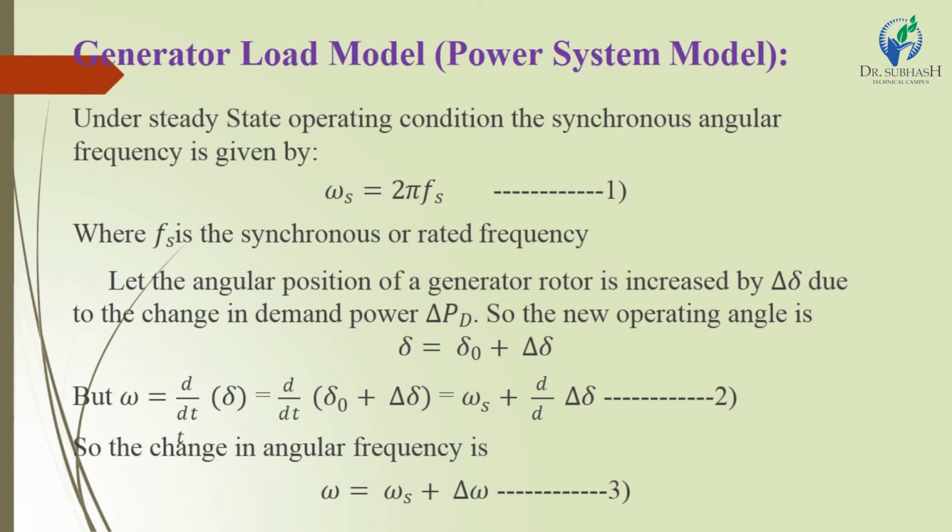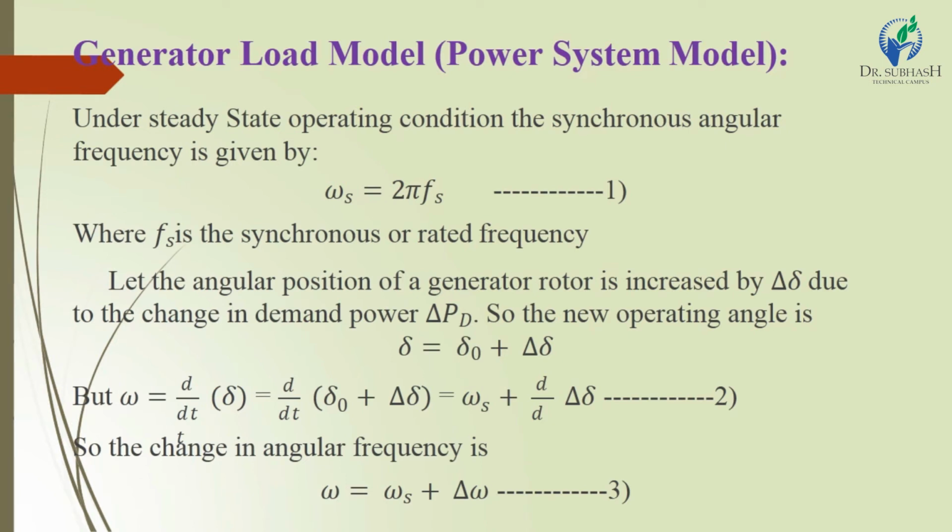Generator load model of the power system we discussed. Under the steady state operating condition, the synchronous angular frequency is given by ωs = 2π fs. This is equation number 1, where fs is the synchronous or rated frequency. Let the angular position of the generator rotor be increased by angle Δδ due to the change in the demand of power ΔPD. So the new operating angle is δ = δ0 + Δδ.